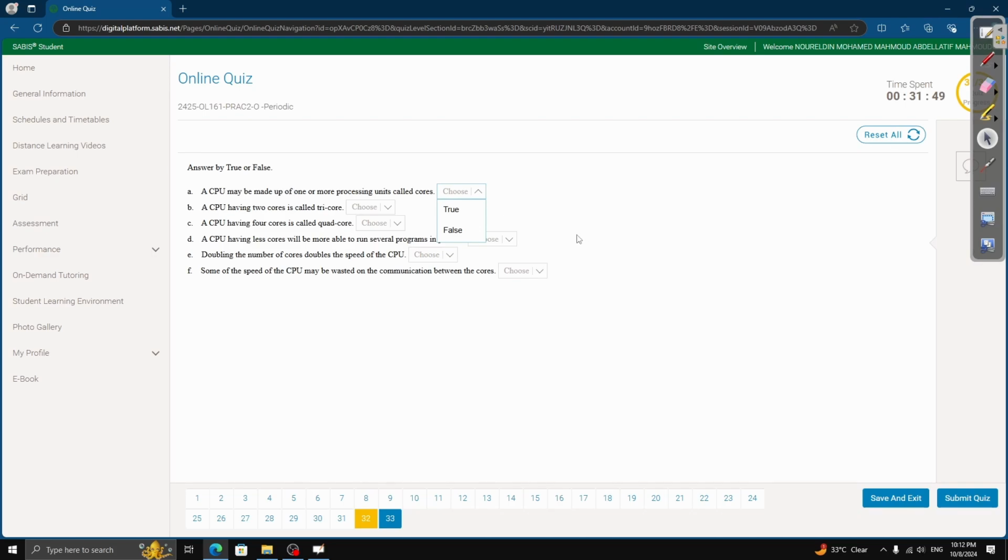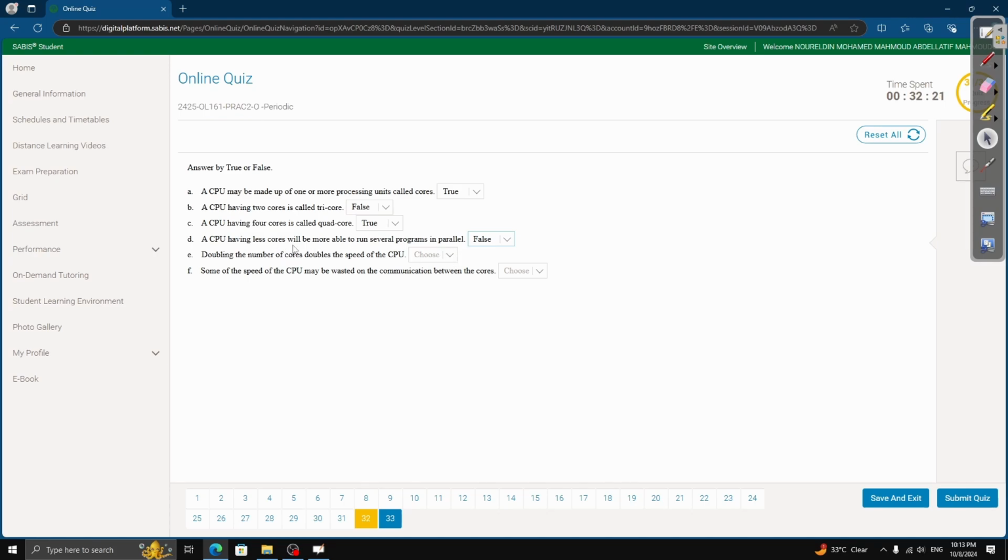A CPU may be made up of one or more processing units called cores. This is true. A CPU having 2 cores is called a tricore. This is false. A CPU having 2 cores is called a dual core or bicore, usually dual core. So false. A CPU having 4 cores is called a quad core. This is true. A CPU having fewer cores will be able to run several programs in parallel. This is false. The more cores it has, the more it's able to run several programs in parallel.